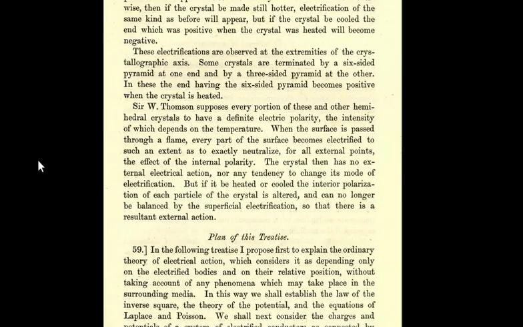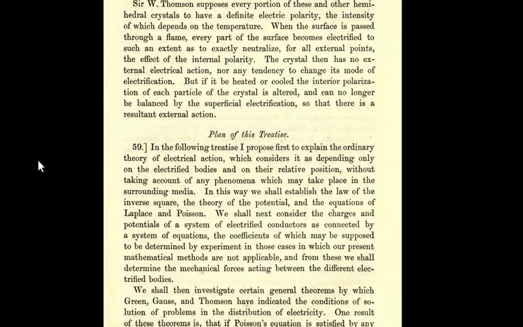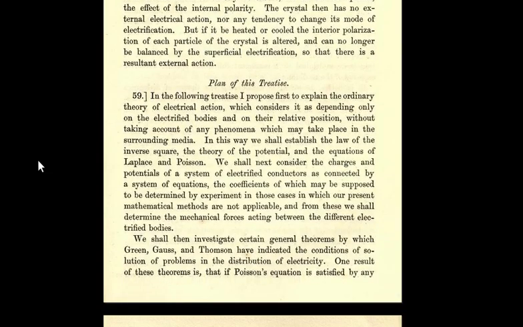Plan of this treatise. Paragraph 59. In the following treatise, I propose first to explain the ordinary theory of electrical action, which considers it as depending only on the electrified bodies and on their relative position, without taking account of any phenomena which may take place in the surrounding media. In this way, we shall establish the law of inverse square, the theory of the potential, and the equations of Laplace and Poisson.